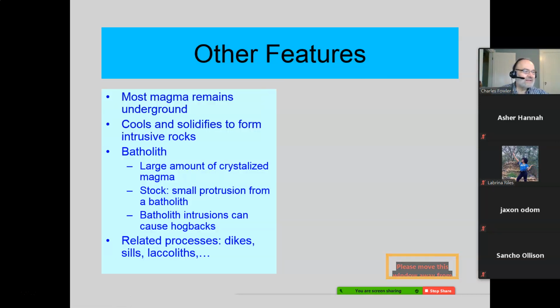All right. Now let's look at other features. Not all magma makes its way to the surface. A lot of it tries to, but not all of it makes its way to the surface. It doesn't all become lava. It doesn't all explode. It makes its way up, but at some point either slows down, cools off, hardens, and forms other features. Most of the magma remains underground.